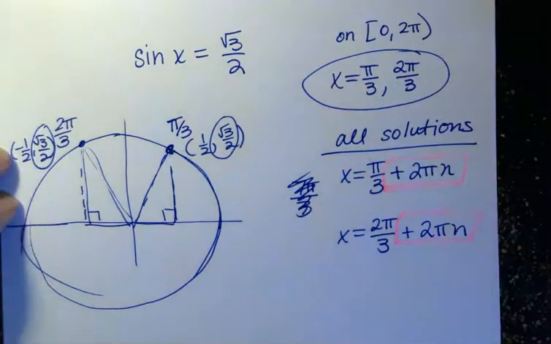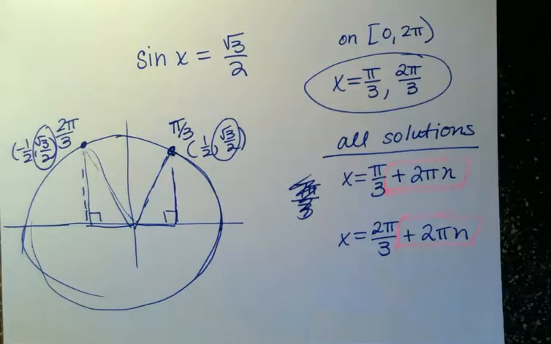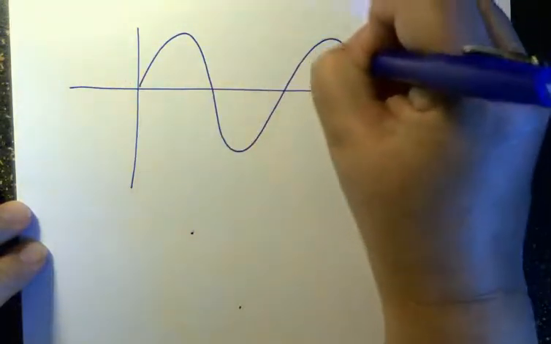Now, this is a sine problem. It's a little bit different if it's not sine in some cases. So here's what I want you to think about. Graphing. Remember when we did sine waves and cosine waves? Basically, we did the good old sinusoidal function.